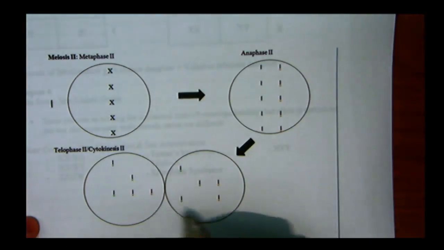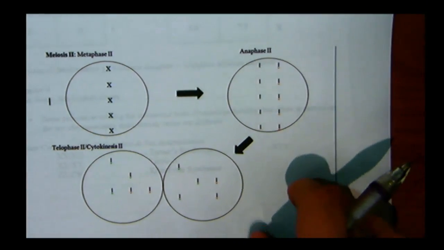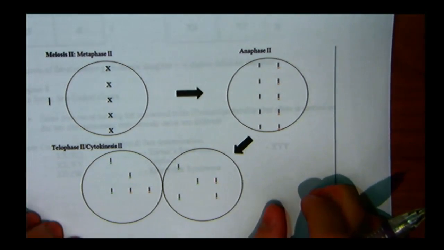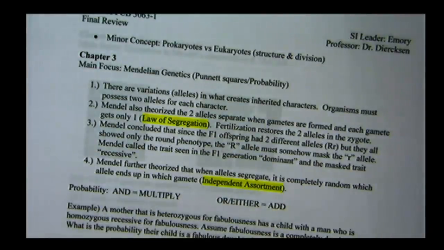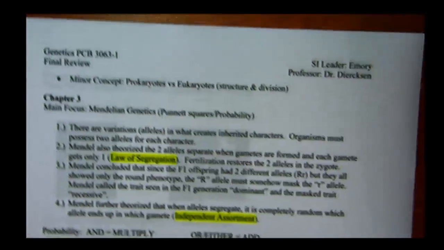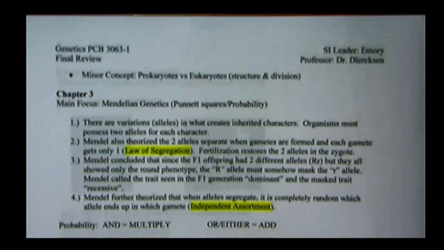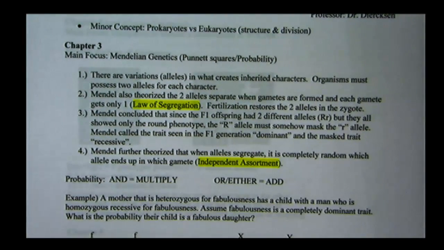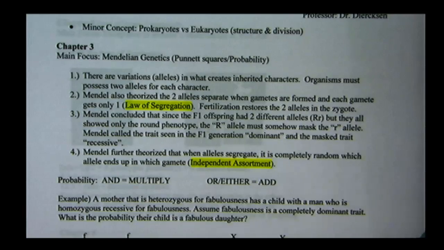And then chapter 3, the main focus was Mendelian genetics, so that would be your Punnett squares, your rules of probability, all of that stuff. Some key things to remember here: each organism has 2 alleles for each character. So even if there are 5 alleles in a population, each organism is only going to have 2 of those. I give you the definition of the law of segregation here: these 2 alleles are going to separate, so each gamete will only get 1 of those 2 alleles. Compared to the rule of independent assortment, which says that when they segregate, it's completely random. So allele 1 will separate no matter what allele 2 is doing.